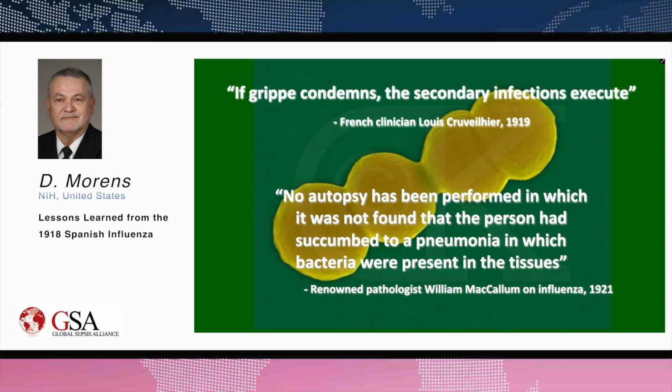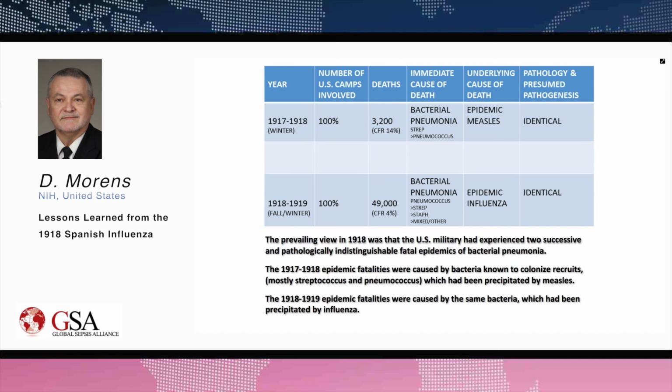So by 1918, around the world, pathologists understood that this copathogenesis was what was killing people, the virus plus bacteria. A French physician said, if grippe or influenza condemns, the secondary infections execute. And the preeminent pathologist of the 1918 pandemic, William McCallum, a Canadian-American, essentially said that he had never performed an autopsy of somebody who died of flu in which he didn't find bacteria.